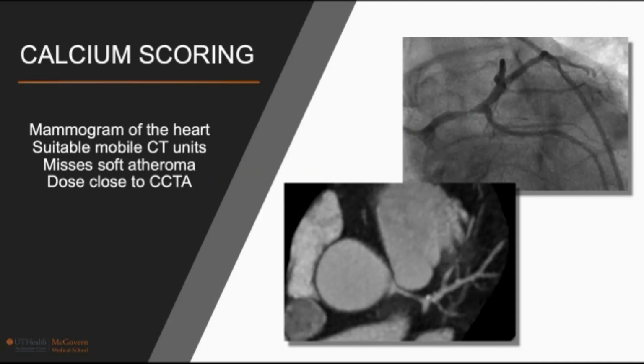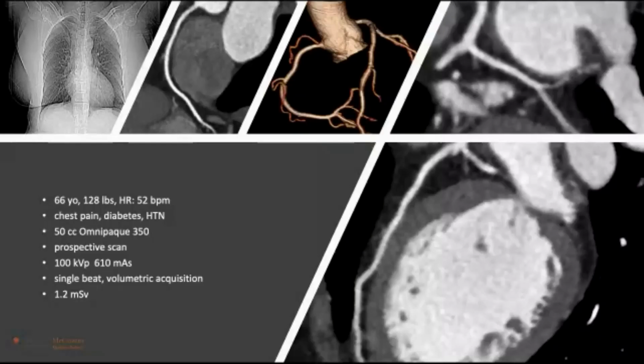Some argue that the dose currently needed to perform a coronary CT angiogram is so low that it's approaching the dose used for calcium scoring. So some would propose that for one millisievert extra, why not get a coronary angiogram instead of doing calcium scoring first? Maybe future guidelines will revisit this proposition.